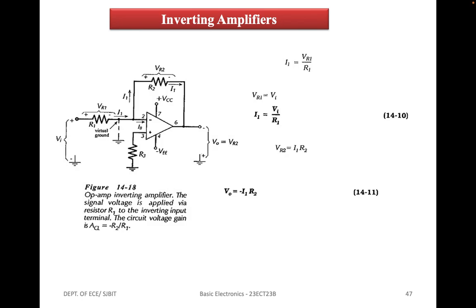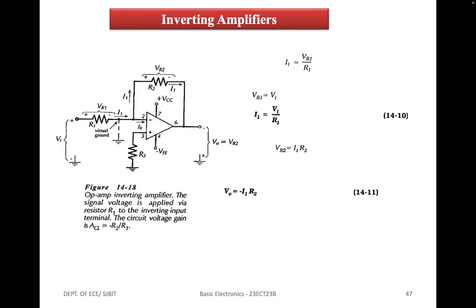So virtually all of I1 flows through resistor R2, and the voltage drop across R2, VR2, is equal to I1 R2. The left side of R2 is connected to the op-amp inverting input terminal, which is always at ground level. This means that the right side of R2, the output terminal, is VR2 below ground. So V0 is equal to minus I1 R2.